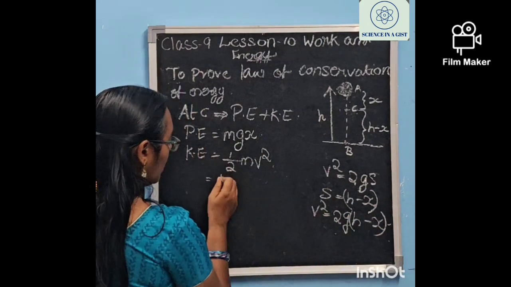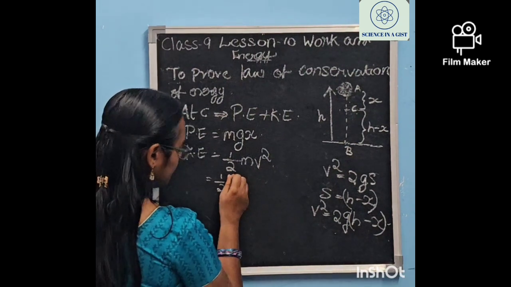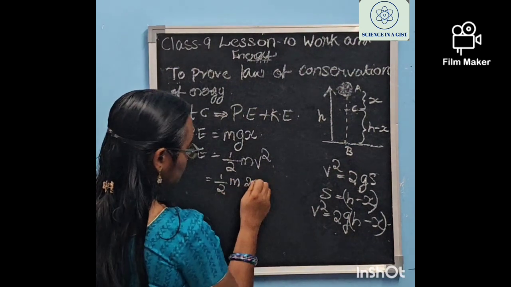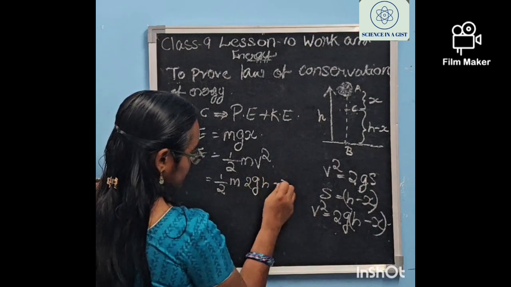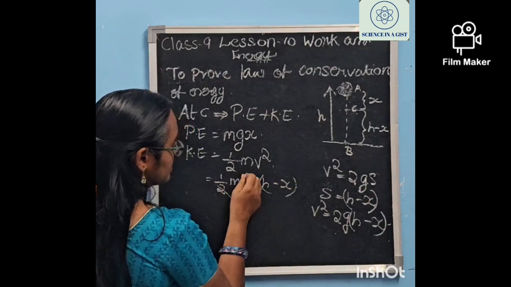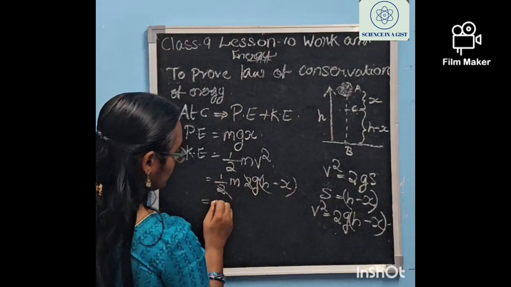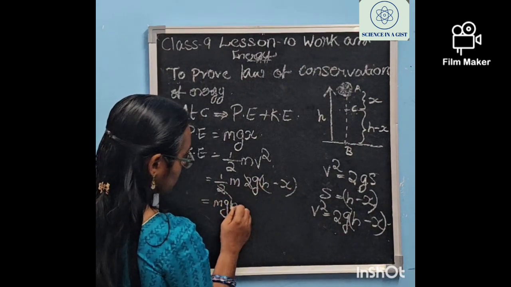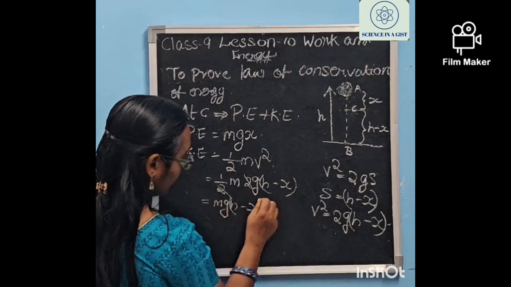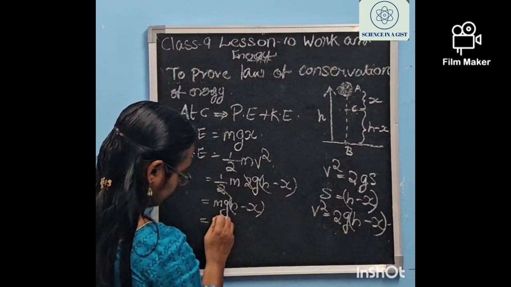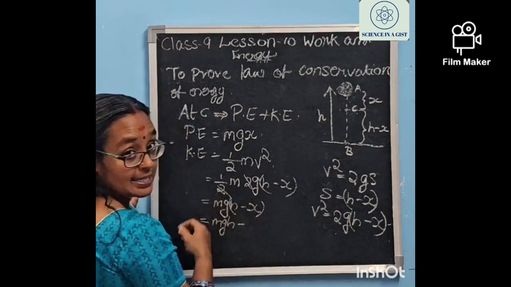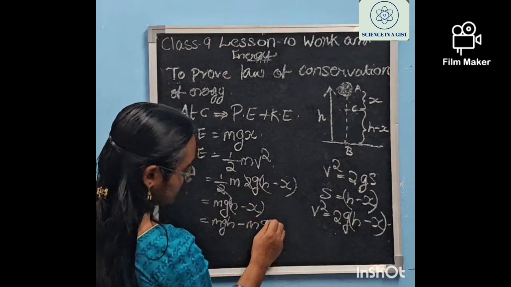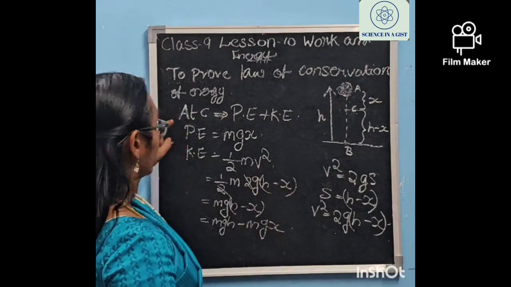Is equal to half m into 2g(h minus x). Here the half and the 2 get cancelled, so it is equal to mg(h minus x). We can say in other words as mgh minus mgx. Okay, now what is the total energy?